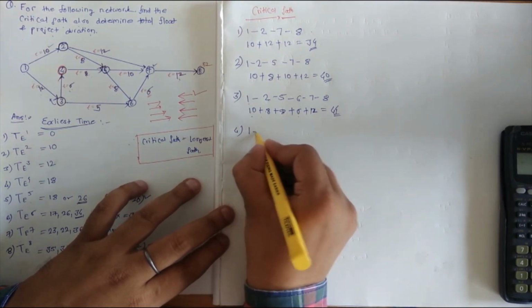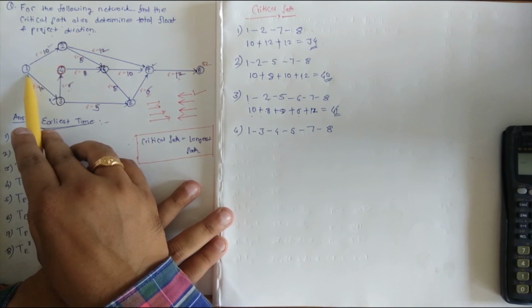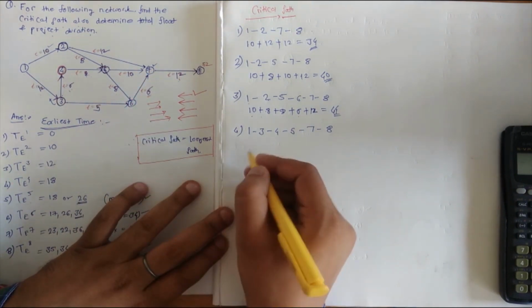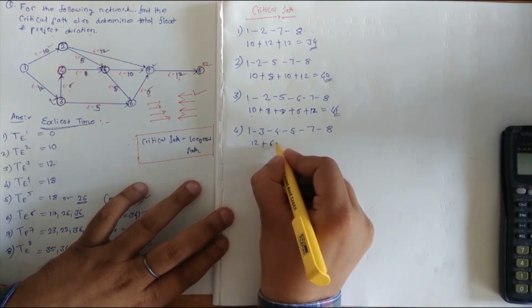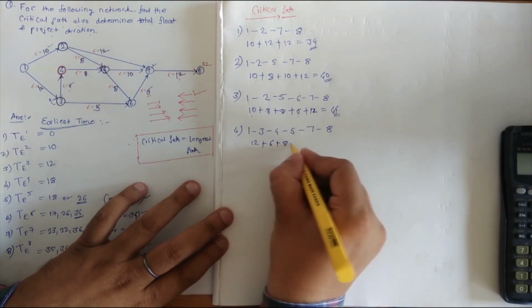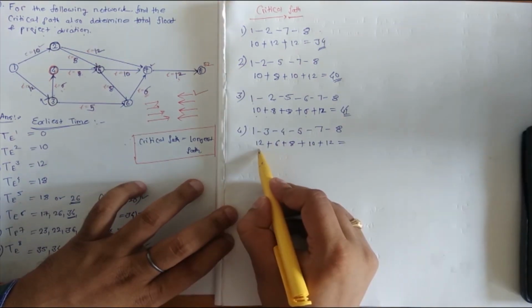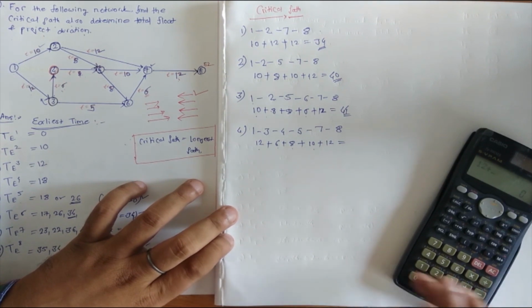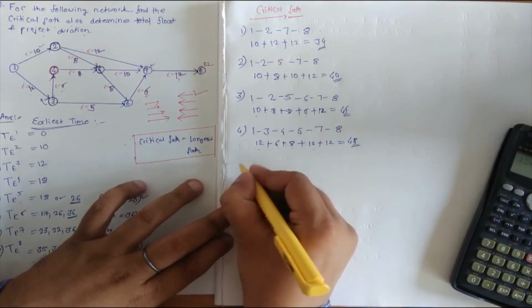Okay, 1, 3, 4, 5, 7, 8. So from 1 to 3 we have 12, plus 3 to 4 we have 6, plus 4 to 5 we have 8, plus 5 to 7 we have 10, plus 7 to 8 we have 12. 12 plus 6 plus 8 plus 10 plus 12 comes out to be 48. Our critical path is yet to be identified.